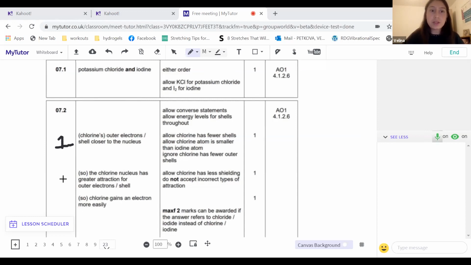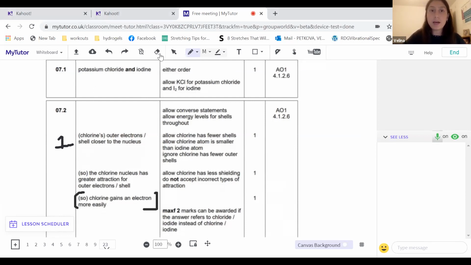Then the chlorine nucleus has a greater attraction to the outer shell, brilliant, some of you said that. So how do group 7 elements want to react? They want to gain an electron, and that's why this greater attraction between the outer shell and the nucleus is really important, and that's why chlorine gains an electron more easily.